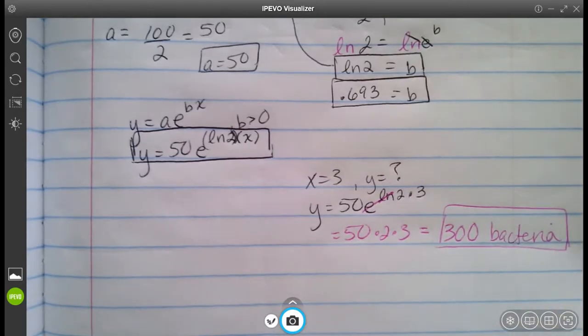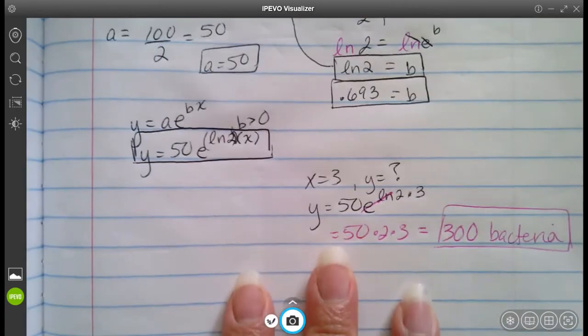And that is it for this problem. I know some of you might say, oh, well, you could have just gone by 100, 200, 300. That maybe worked for this case, but it's not always going to work. So make sure that you still go through the process.